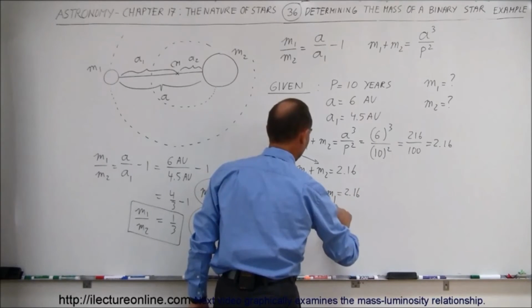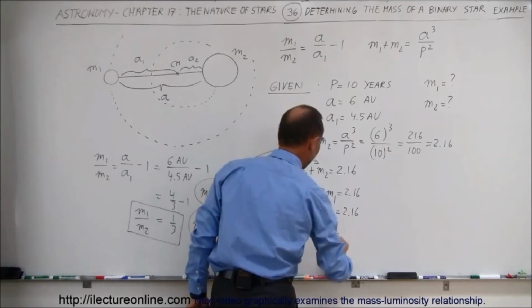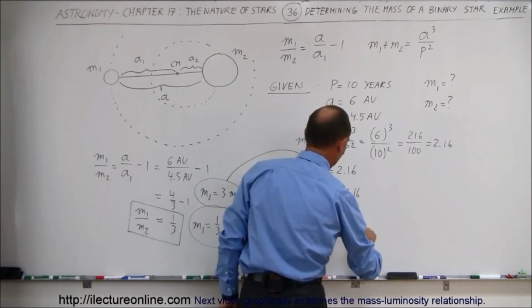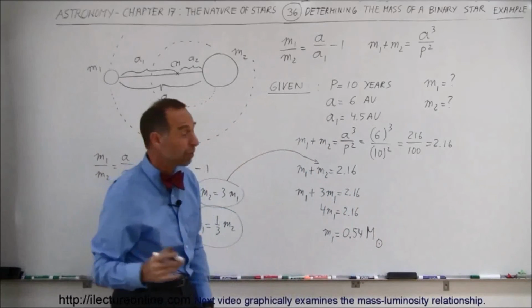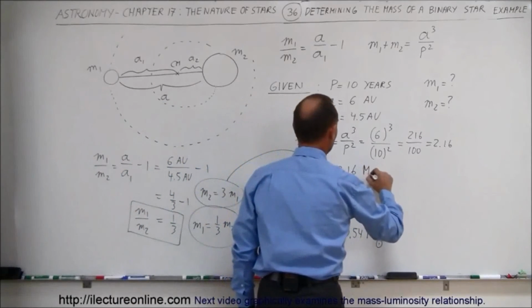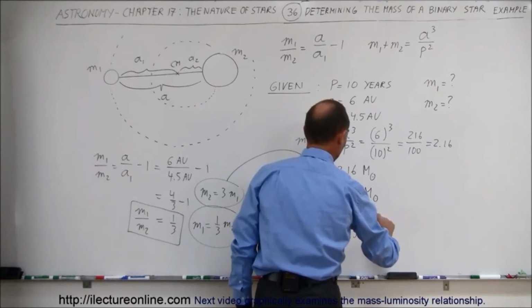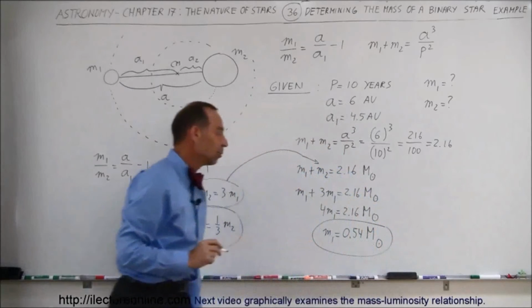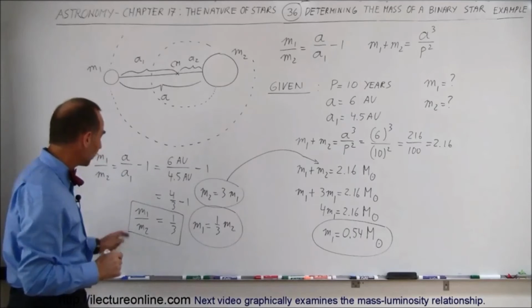So that means that 4 times m1 is equal to 2.16, which means that m1 is equal to, looks like 0.54. And of course, that would be the mass of the sun. So the units always are going to be in terms of the mass of the sun. So we can say that would be mass of the sun times mass of the sun times the mass of the sun, which means we determine now that the small star is about half the mass, has about half the mass of the sun. So what about the large star?